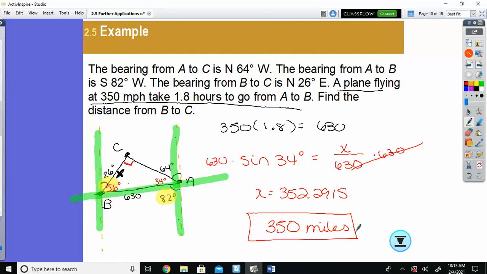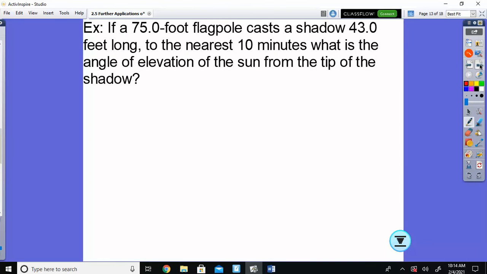I want to skip around just a little bit. So let's jump. We'll come back and do those 2 examples tomorrow. I'm going to do this one. This one is more like one we did the other day.